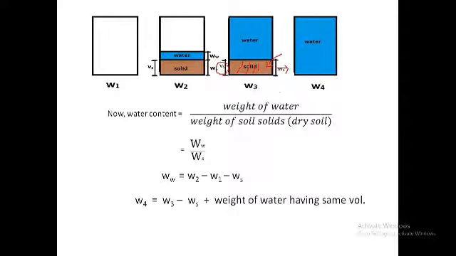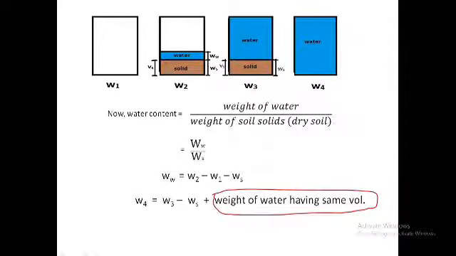To get W4, what I will do is subtract the weight of solids from W3 and add an equivalent volume of water. Weight of water having the same volume. What is the same volume? That is Vs.